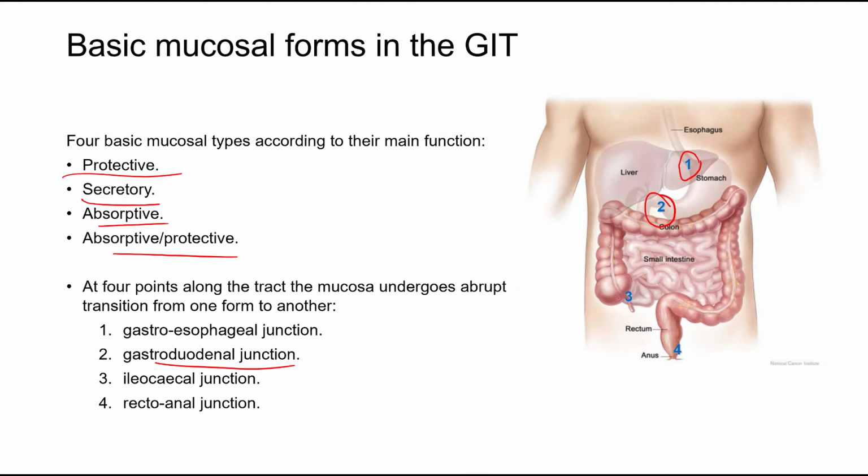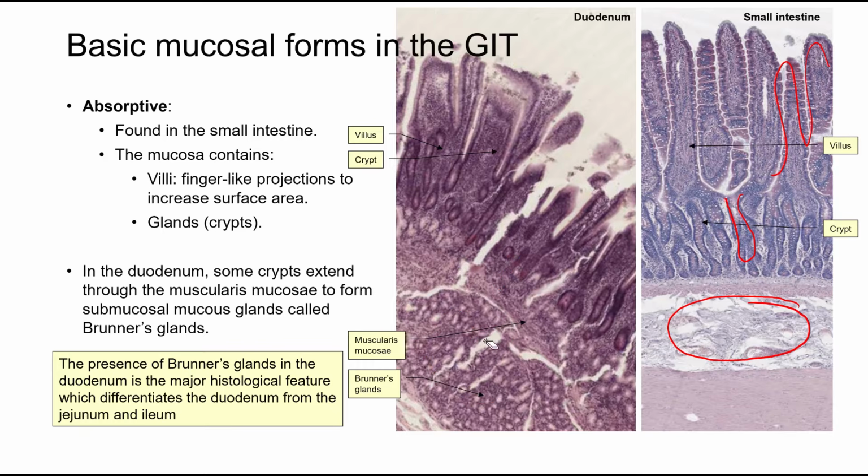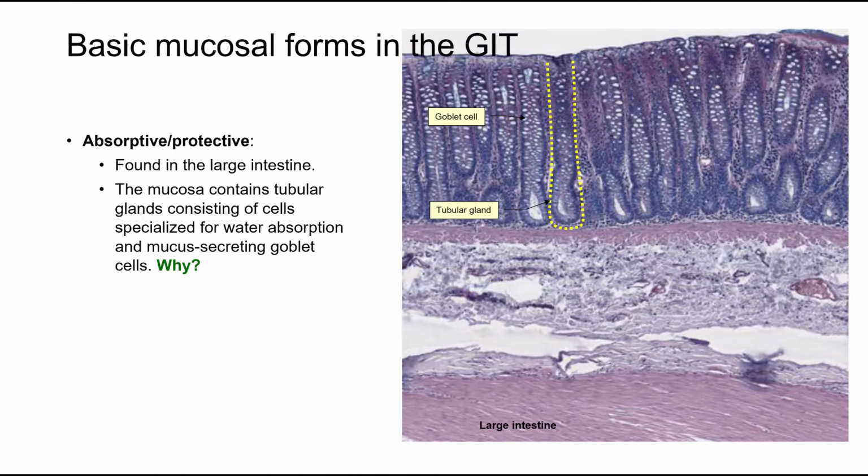And then we have the other place where the mucosa changes abruptly. It is here at the ileocecal junction. In this case, the mucosa will change from the absorptive mucosa with villi of the small intestine, of the terminal ileum, into the absorptive protective mucosa of the large intestine. You can see here that there are no villi, only simple tubular glands. And you also note that there are a lot of cells that look as if they are empty. These are called goblet cells.